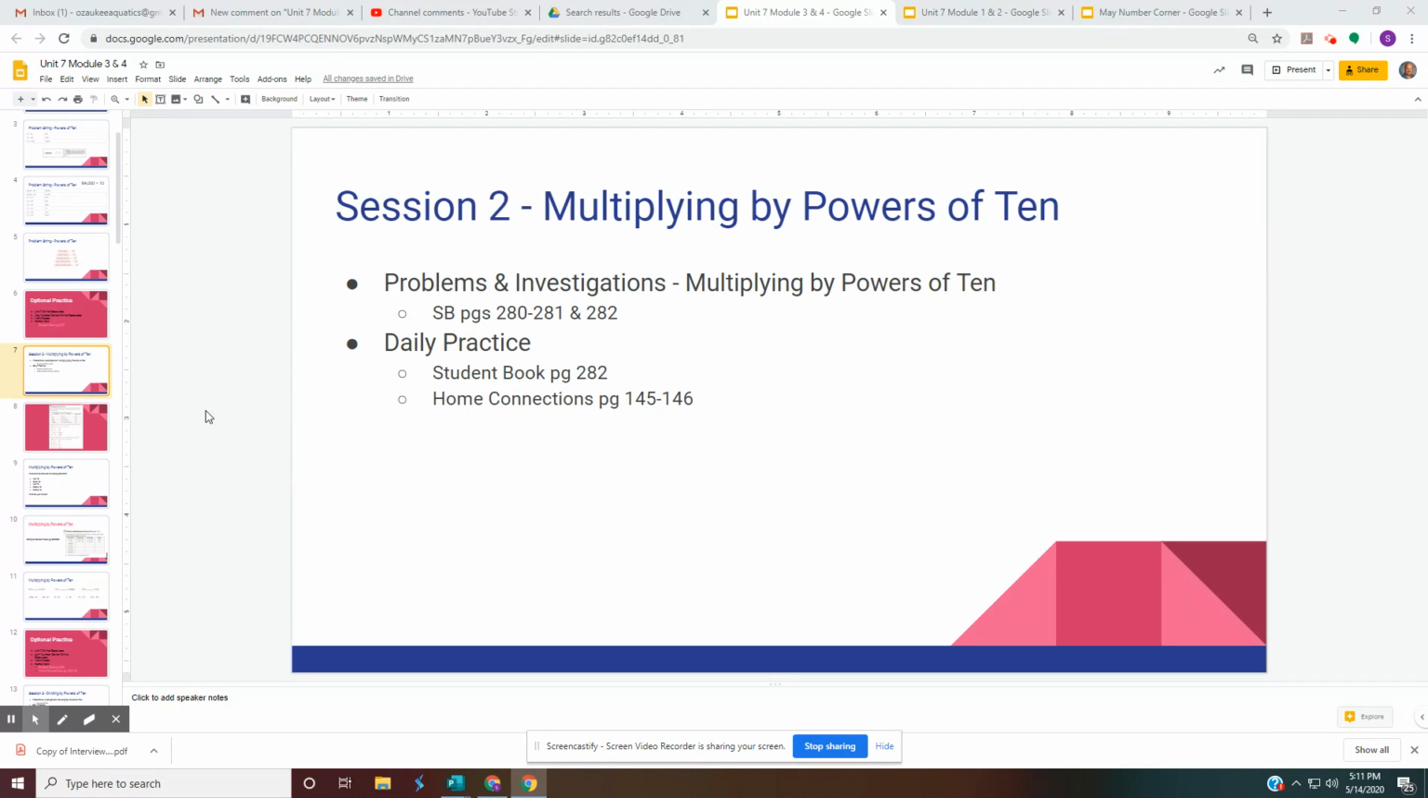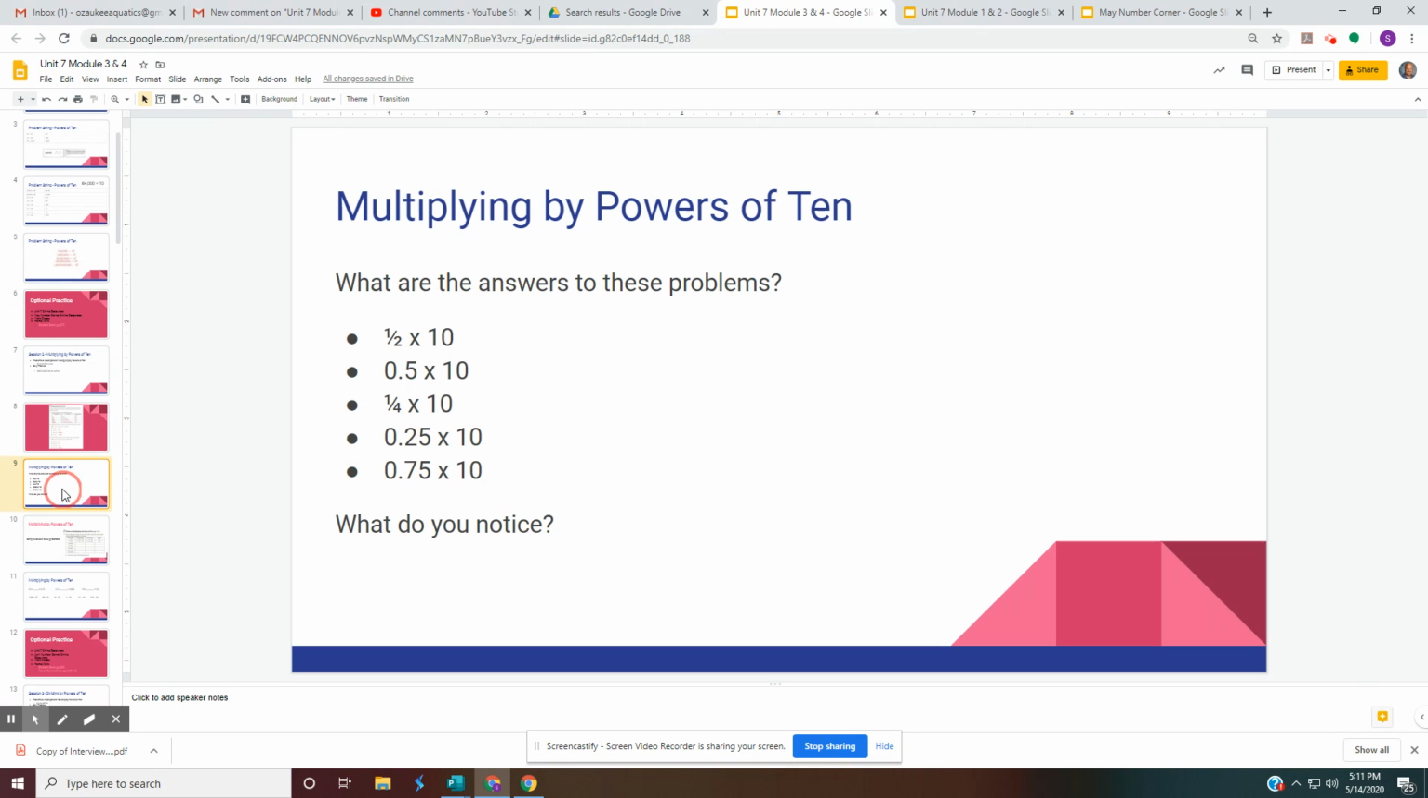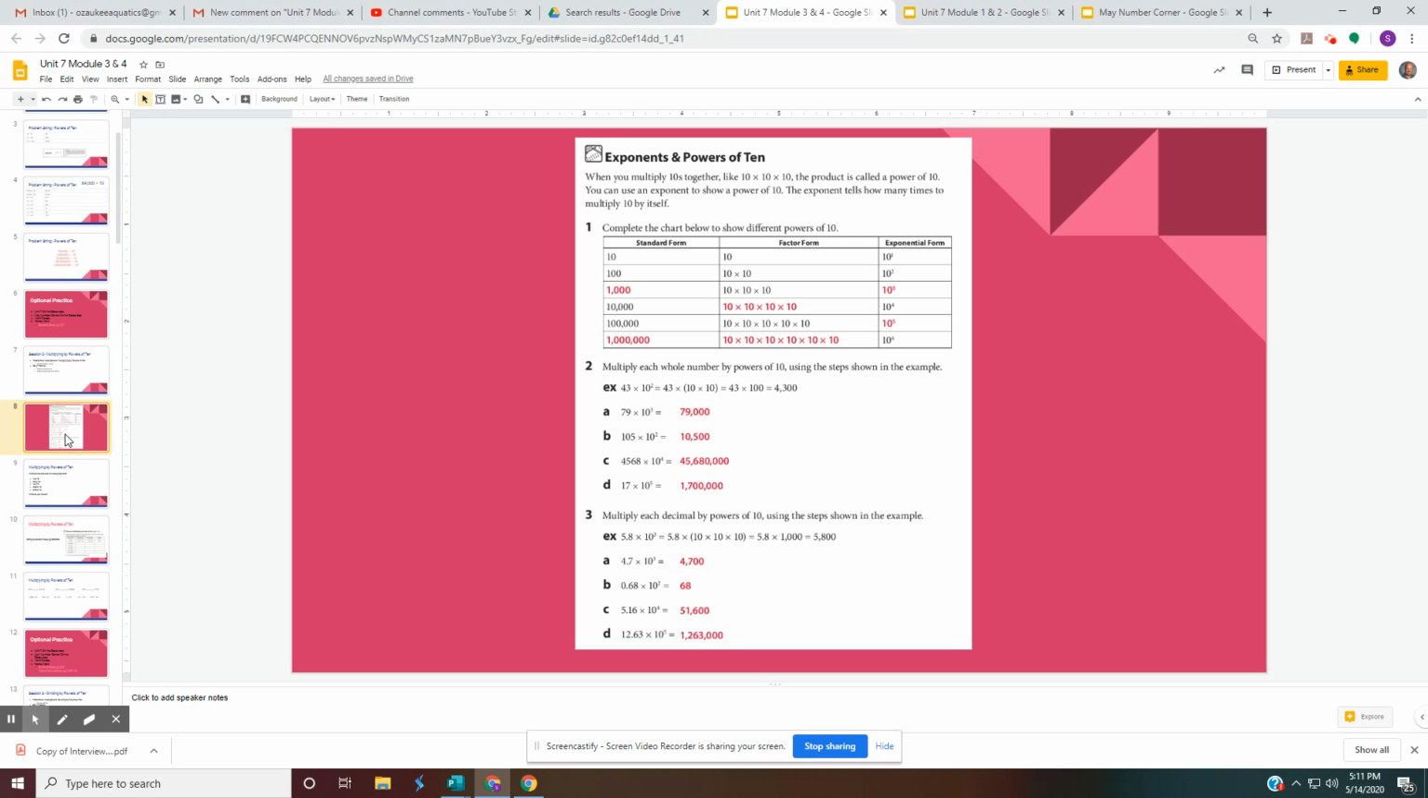Let's get to work. Yesterday you had some homework. I believe that was page 279. Go ahead and look at the answers. Make sure that you have filled in the correct answers and make the necessary changes that you need to make. And contact the teacher if you have any questions.